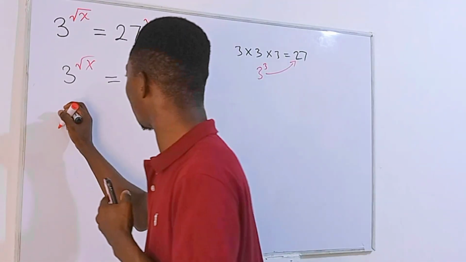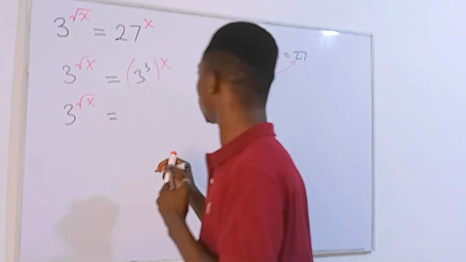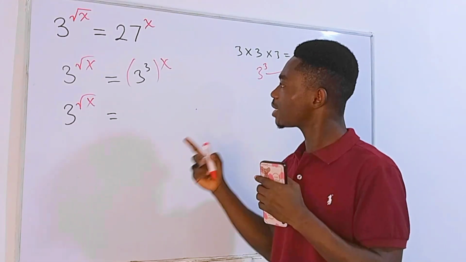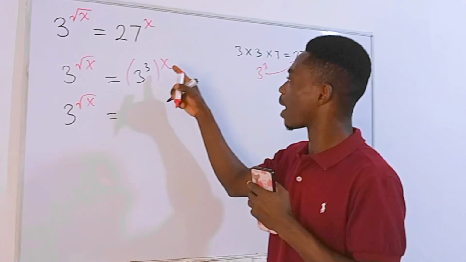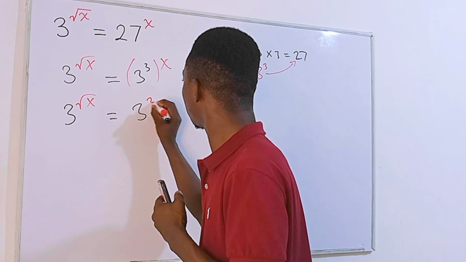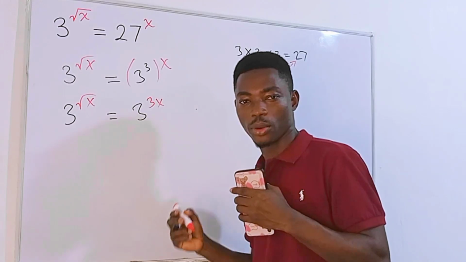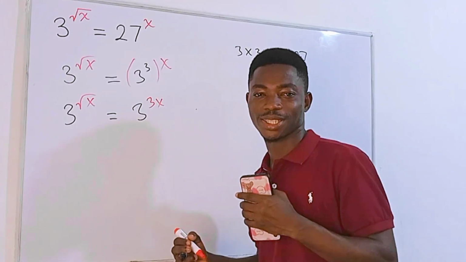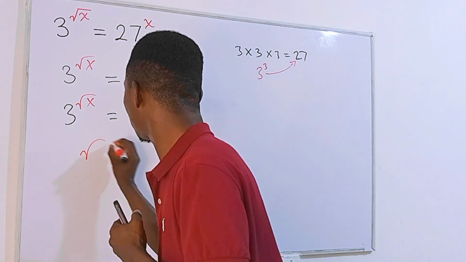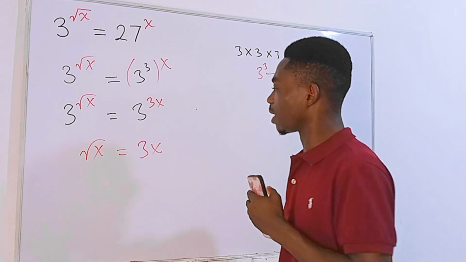Still, I would like to keep the left hand side, 3 to the power square root of x, and this is equal to, we have a number to a power, then to another power. If this happens, we can multiply this 3 by this x right here, so that we will have 3 to the power 3x. Now the bases are the same, and from one of the power rules, if the bases are the same, we can just equate their powers. Therefore, we are going to have square root of x is equal to 3x, just like this.